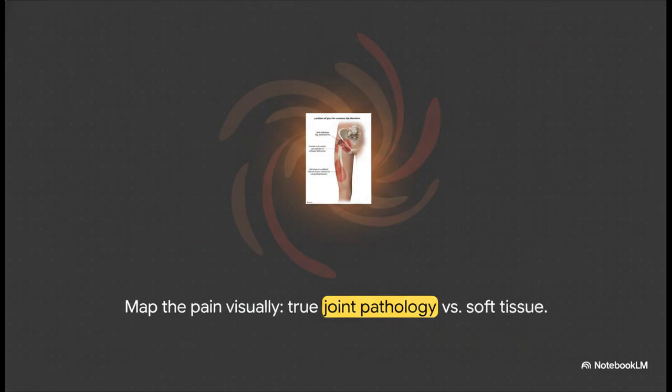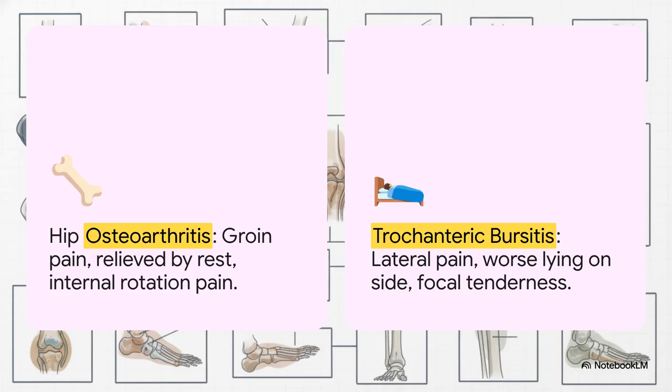That deep red area right in the groin and anterior hip represents true intra-articular joint pathology. Think osteoarthritis. Now contrast that with the lateral side. Greater trochanteric pain syndrome sits highly localized right over the bursa, while a much larger, sweeping area of pain that shoots down the lateral thigh represents meralgia paresthetica. Let's break down that first big comparison.